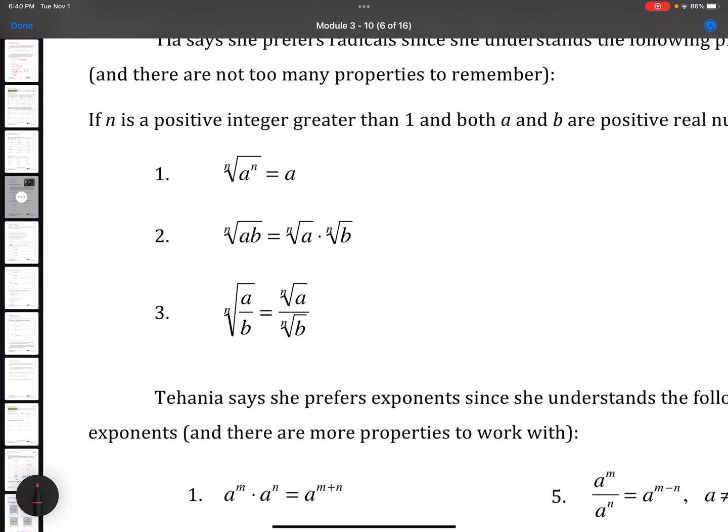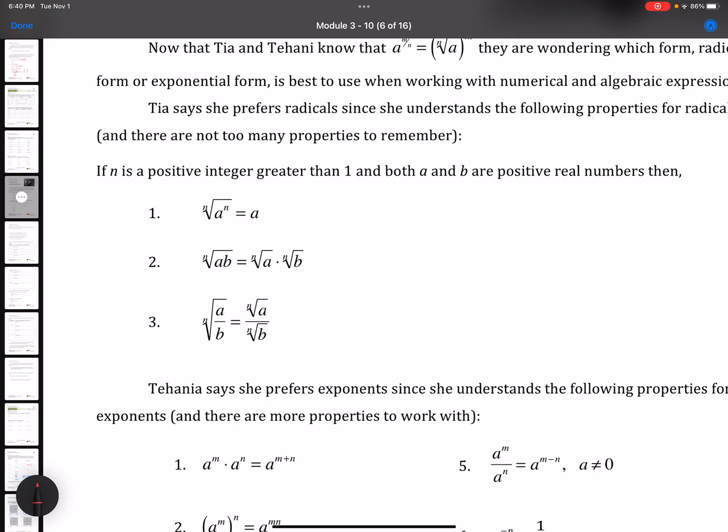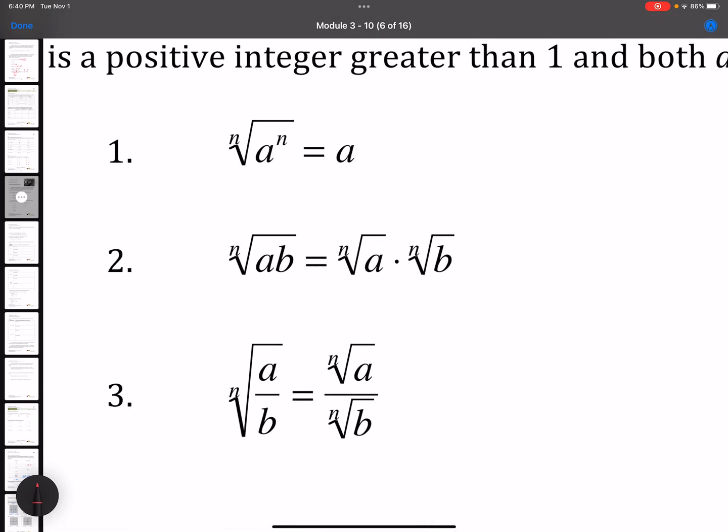So if n is a positive integer greater than 1 and both a and b are positive real numbers, then we have these properties. The nth root of a to the nth is a. Those just cancel off. Here's another property. The nth root of a times b is the same thing as if we split those two up as the nth root of a times the nth root of b. Now, note that this is multiplication in both cases. It must be multiplication. We cannot do that over addition.